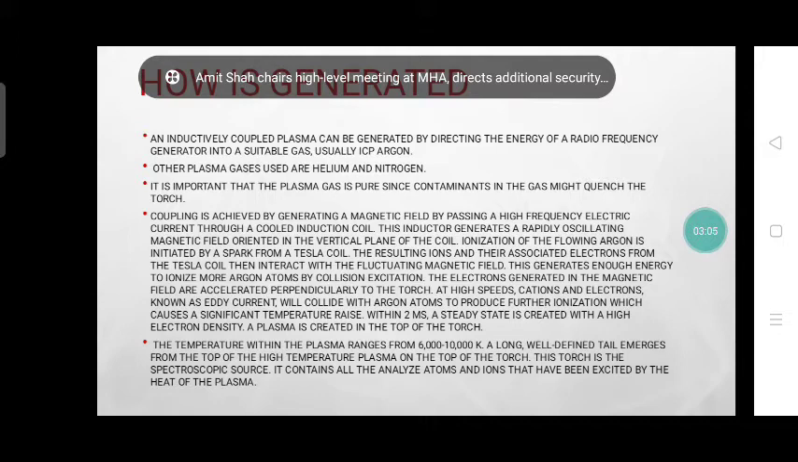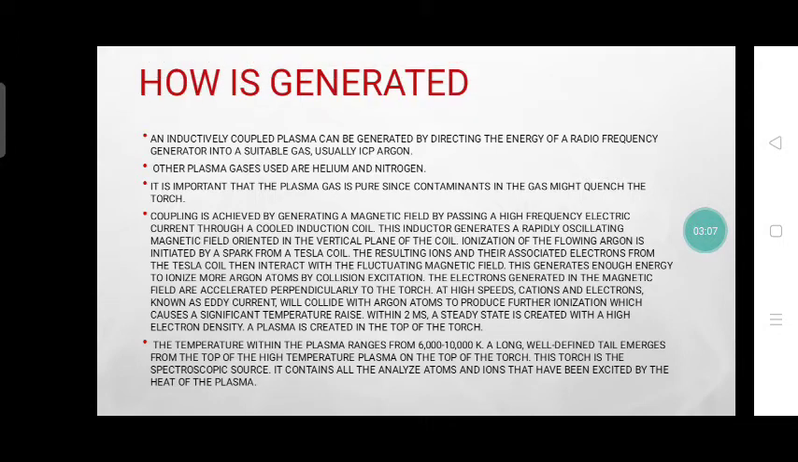This inductor generates a rapidly oscillating magnetic field oriented in the vertical plane of the coil. Ionization of flowing argon is initiated by a spark from a Tesla coil. The resulting ions and the associated electrons from the Tesla coil then interact with the fluctuating magnetic field. This generates enough energy to ionize more argon atoms by collision excitation. The electrons generated in the magnetic field are accelerated perpendicular to the torch.